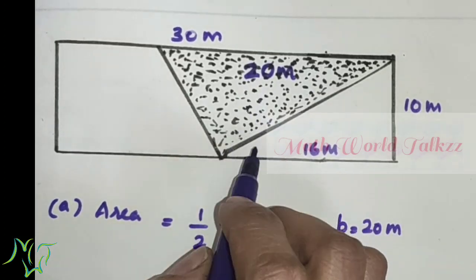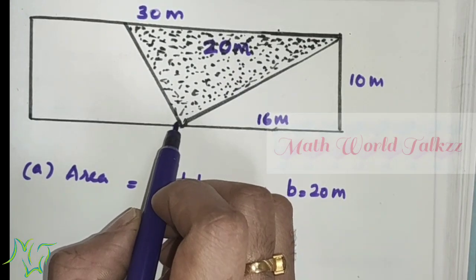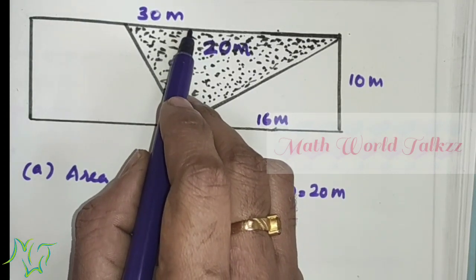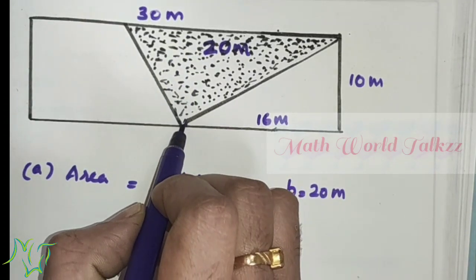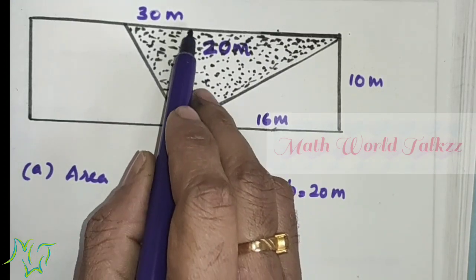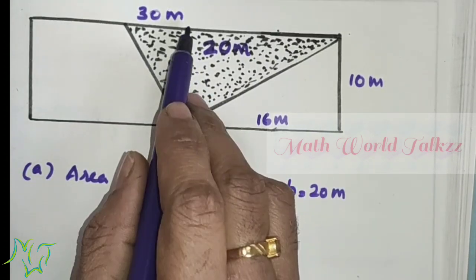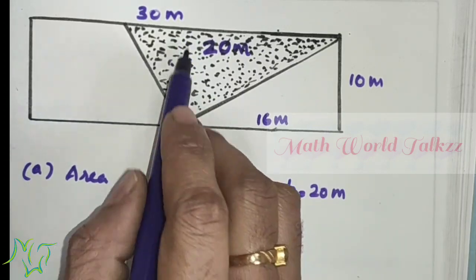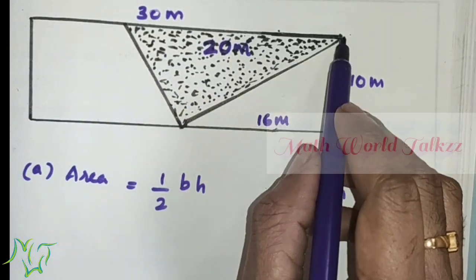And what about its height? Height is the line drawn perpendicular to the base from the opposite vertex. So this is the perpendicular distance or height. So it is same as this one.